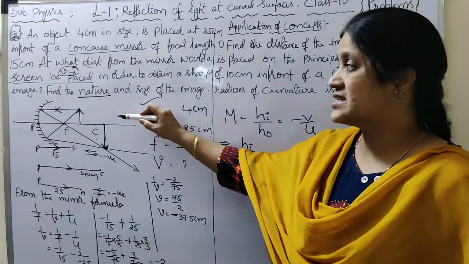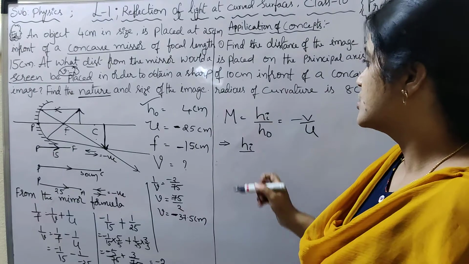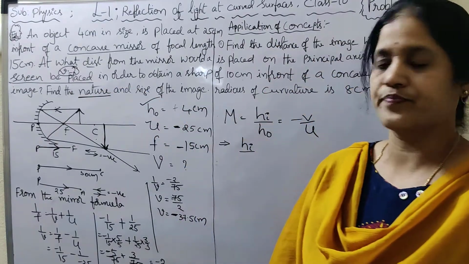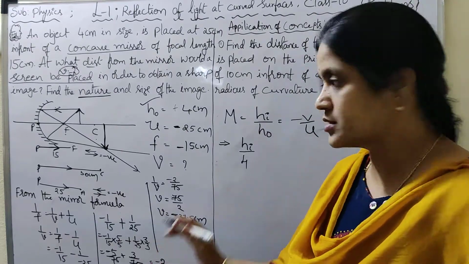And for this also we must take the sign conventions. When an object is above the principal axis, we must take it as positive. So it is above the principal axis, so it is positive. So here you directly take it as 4 centimeters.